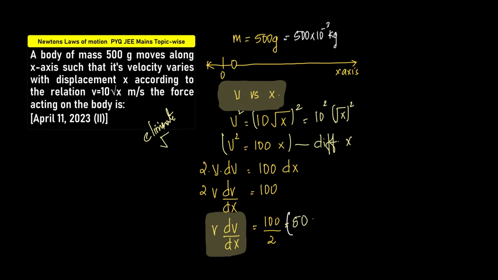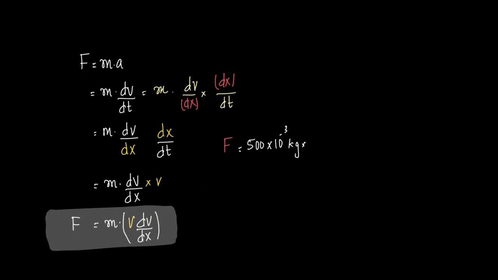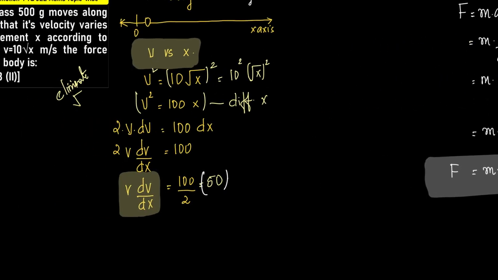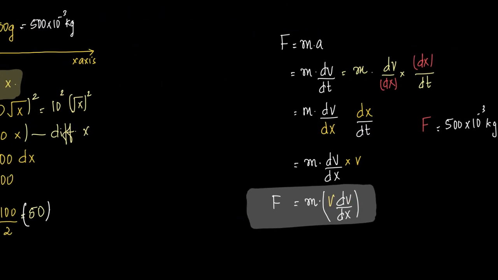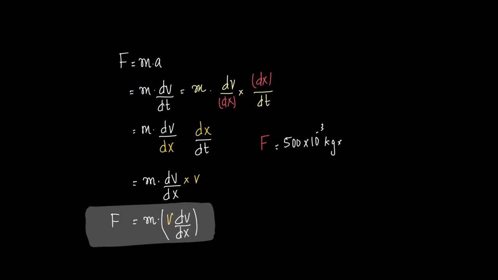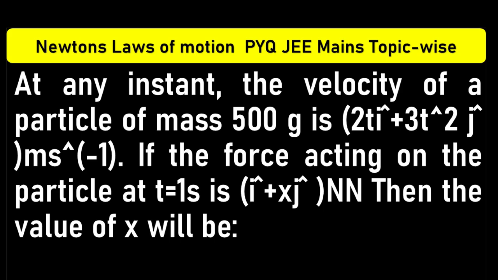So we found it as 50. So this can be written as v, wait, not v, is not 50. v into dv by dx is 50. Therefore, we can write this as into 50. Therefore, force is equal to 500 into 25 newtons, right? Okay, so very simple, straightforward question.